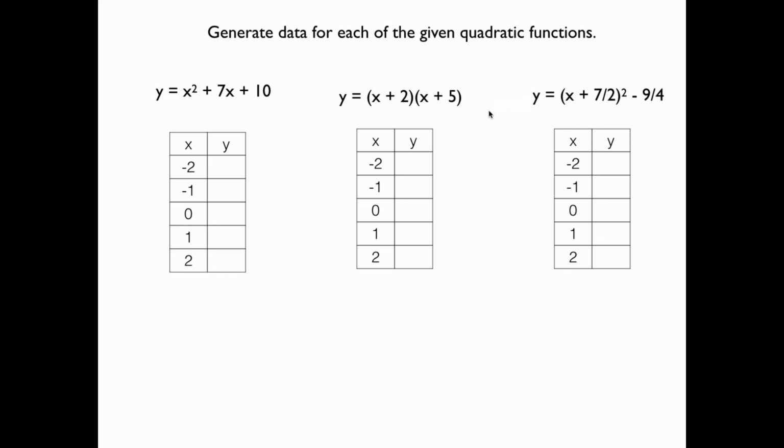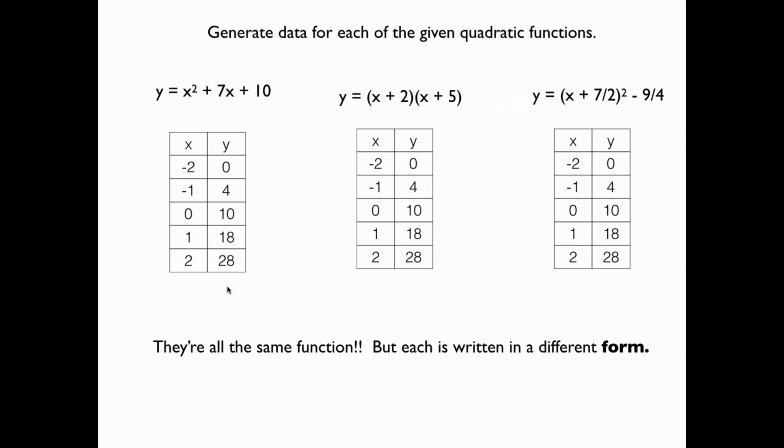All right, let's see how you did. So you should have gotten the same data for all 3. All right, and why? Because they're all the same function, but they're written in different forms. So y equals x squared plus 7x plus 10 can be rearranged to look like y equals x plus 2 times x plus 5. This should be very familiar because this form is just the factored form of this trinomial, x squared plus 7x plus 10.